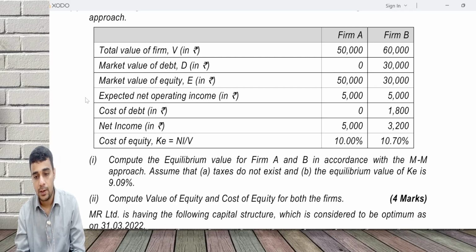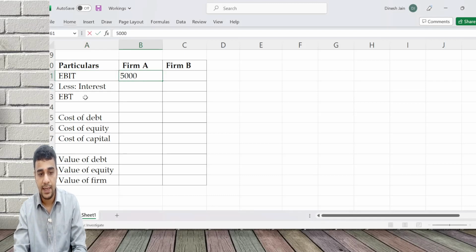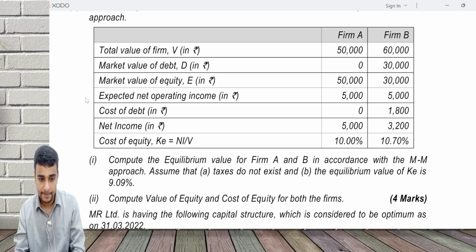Value of equity and cost of equity. They have given value of firm 50 and 60. This is traditional approach. I don't have any use of that, because traditional approach says cost of equity can change, value can change. So I'm not going to copy that. Net operating income is EBIT. Let me capture the data I need. 5,000 is EBIT.